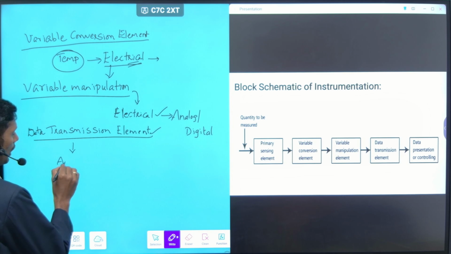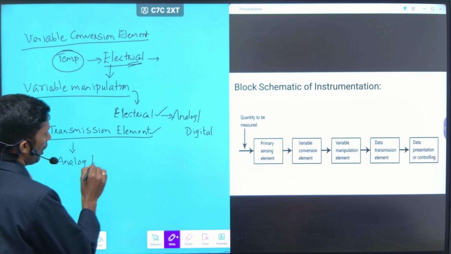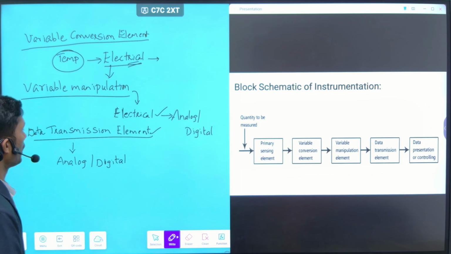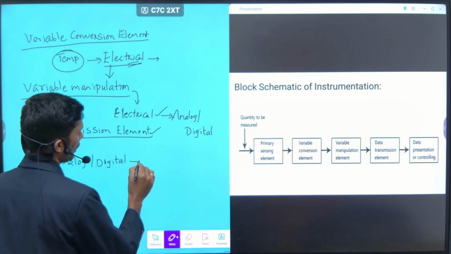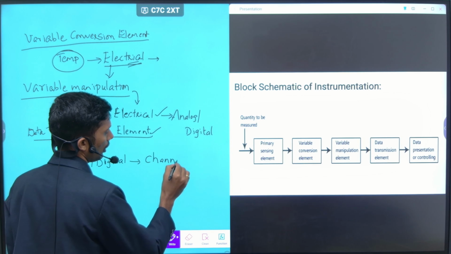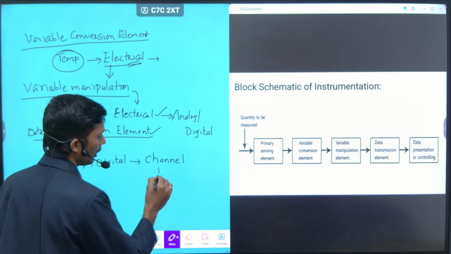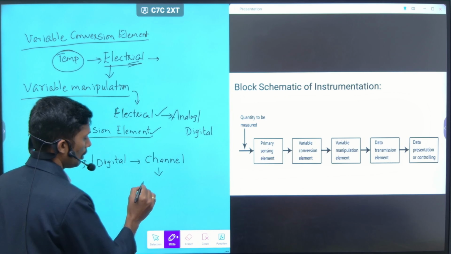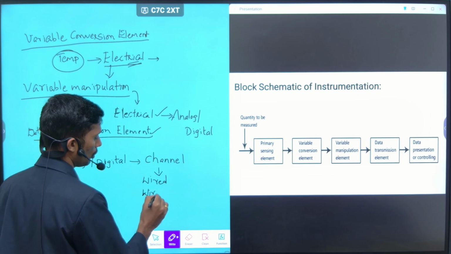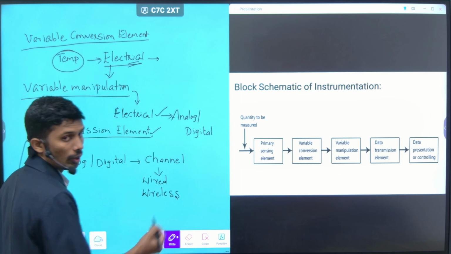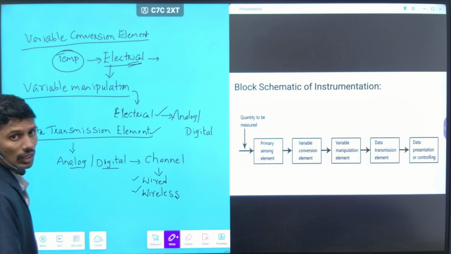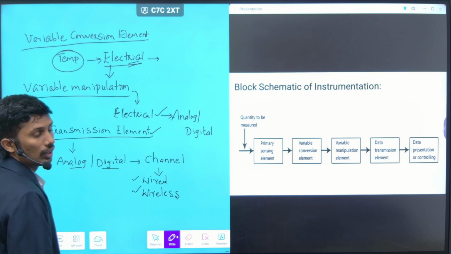So whatever the analog or digital data coming from the data manipulation element, those data can be transmitted either in the form of analog or digital by using the channel. This channel may be of different types. We can use either a wired channel or a wireless channel. Based upon the type of channel, you can transmit the data either in the form of analog or digital.